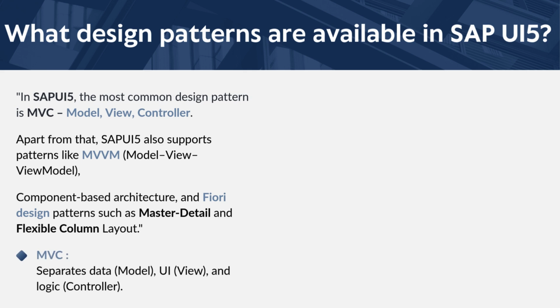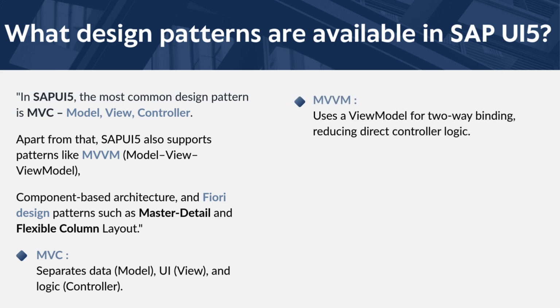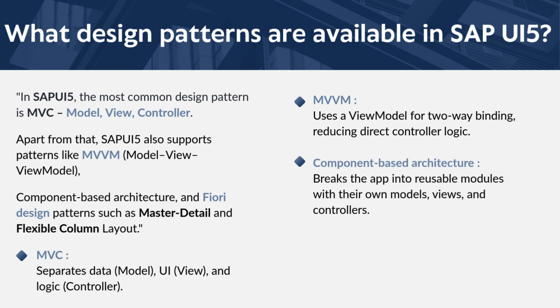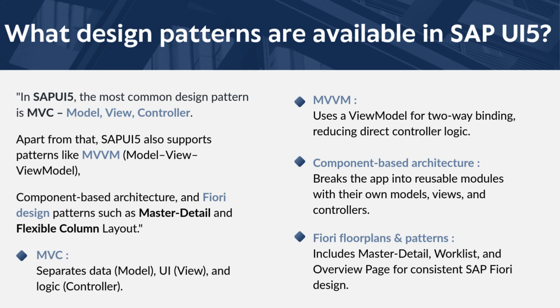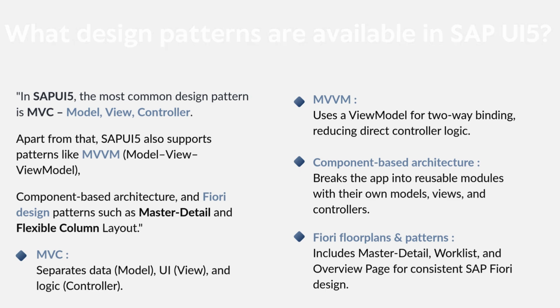The first one, MVC, separates data, UI, and logic. The second one is MVVM, which uses a view model for two-way binding, reducing direct controller logic. The third one is component-based architecture, which breaks the app into reusable modules with their own models, views, and controllers. And the last one is Fiori floorplans and patterns. It includes the master detail, worklist, and overview page for consistent SAP Fiori design.